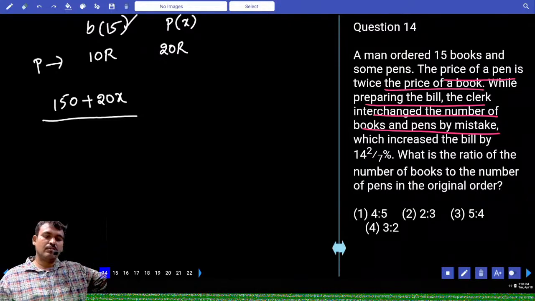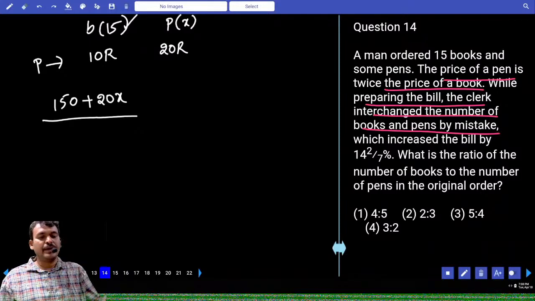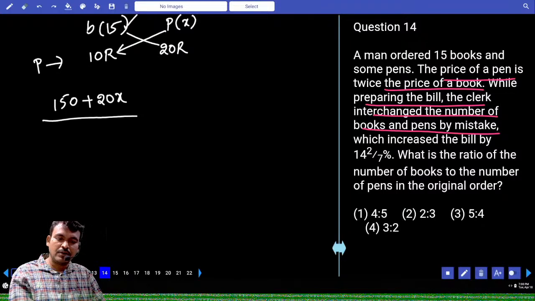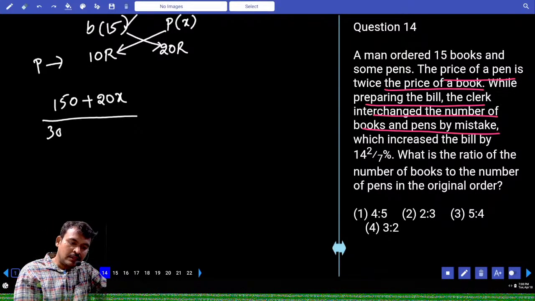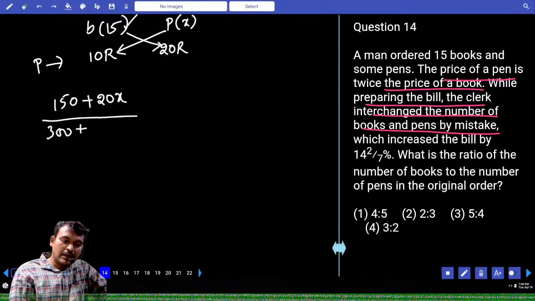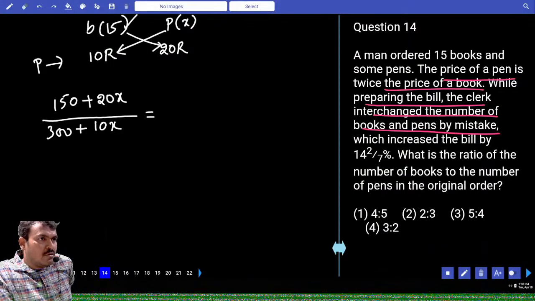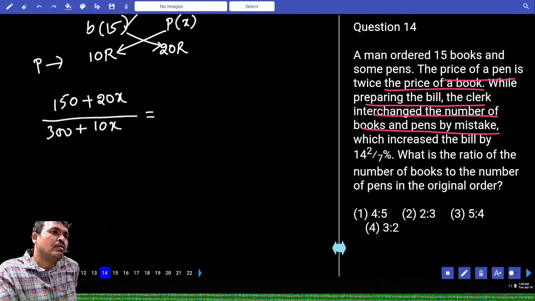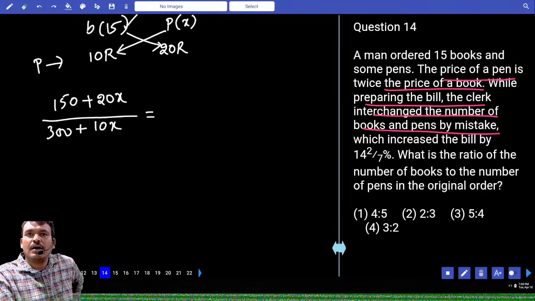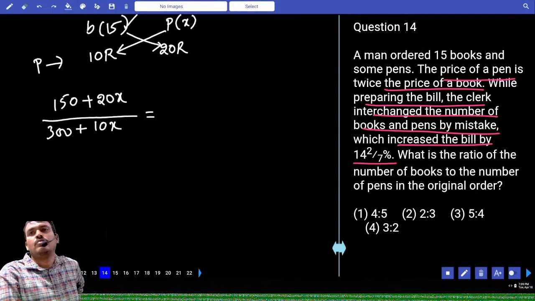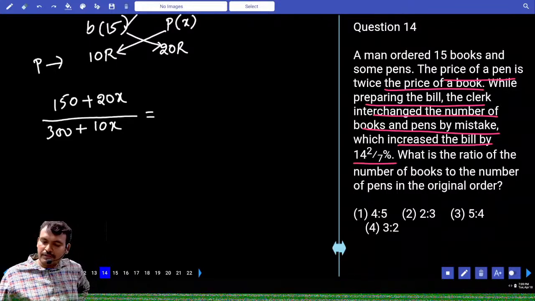Okay. Means books, how many books? X. Pens 15. Means X into 10, 15 into 20. 15 into 20, 300. X into 10, 10x. That is equal to the new bill amount. Numerator original bill amount, denominator new bill amount. Yes or no? Next, the bill amount is increased by how much? 14.2 by 7%. What is the fraction?